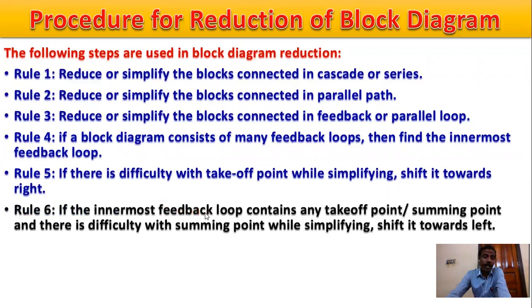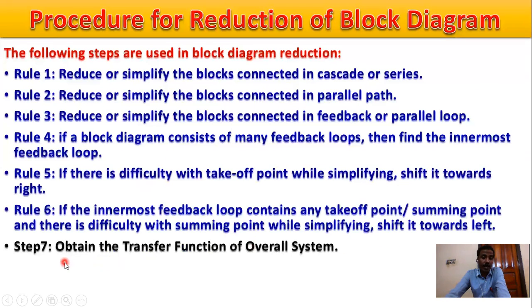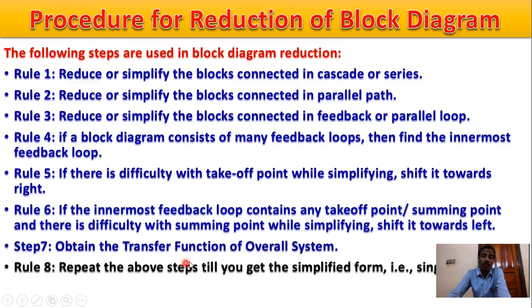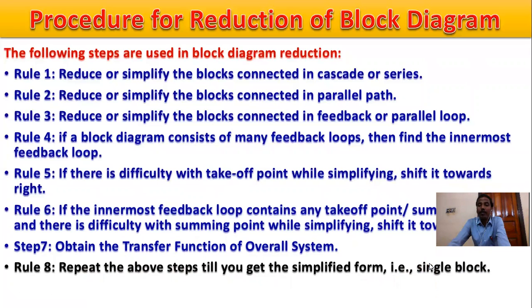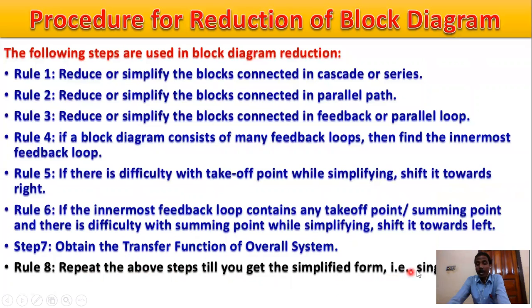Rule number 6, if the innermost feedback loop contains any takeoff point or summing point and there is difficulty with summing point while simplifying, shift it towards left. Rule number 7, obtain the transfer function of overall system, that means C of S by R of S, controlled output divided by control input with all initial conditions zero, is called the transfer function. And repeat the above steps till you get the simplified form, that is a single block. This is a very important point, rule number 8.